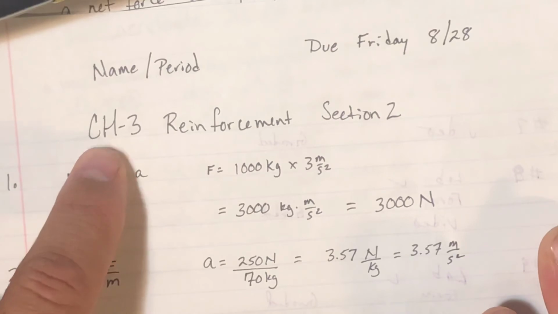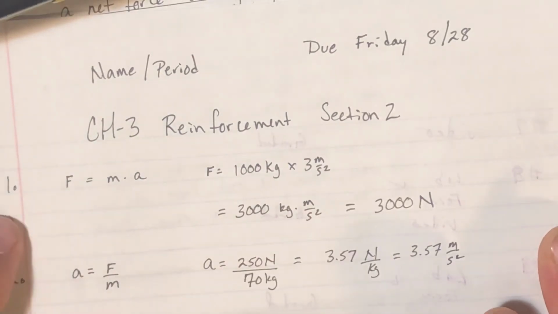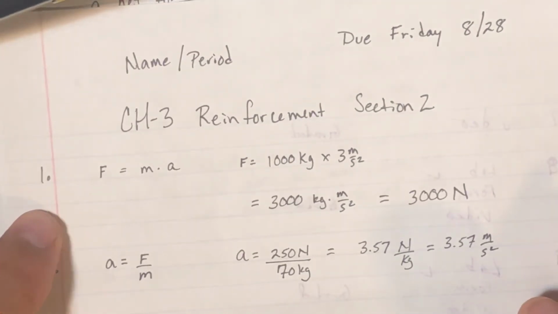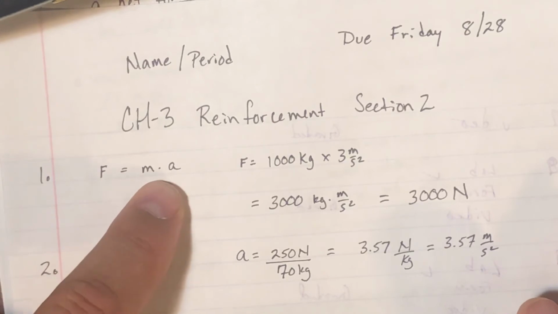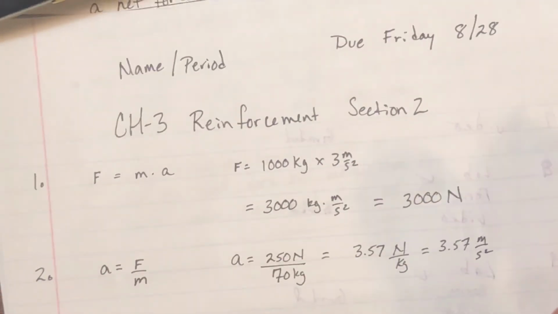It should have a title on it, Chapter 3, Reinforcement, Section 2. So number 1 should look like this. There's number 1, should have a 1. It said force equals mass times acceleration. Force is equal to that, this is everything we've just went over. So this is kind of what I want it to look like.